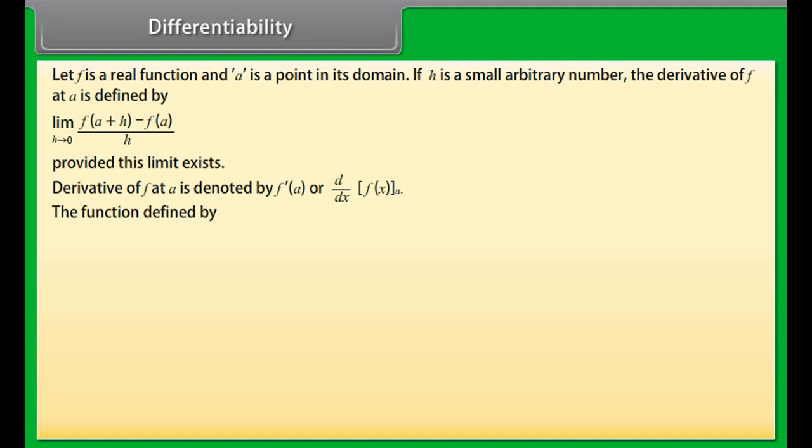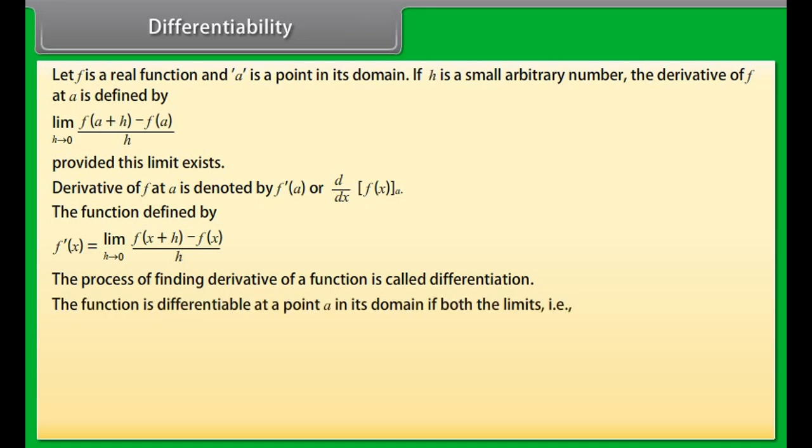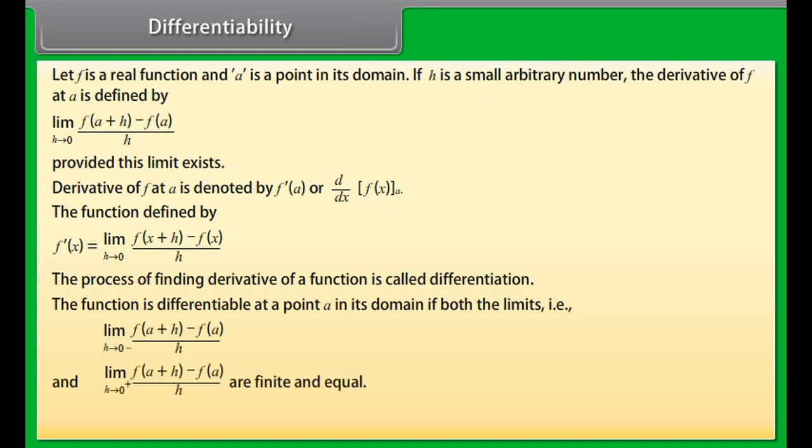The function defined by f dash x is equal to limit h approaches 0 of (f of x plus h minus f of x) divided by h. The process of finding the derivative of a function is called differentiation. The function is differentiable at a point a in its domain if both the limits, that is, the left-hand limit and right-hand limit, are finite and equal.